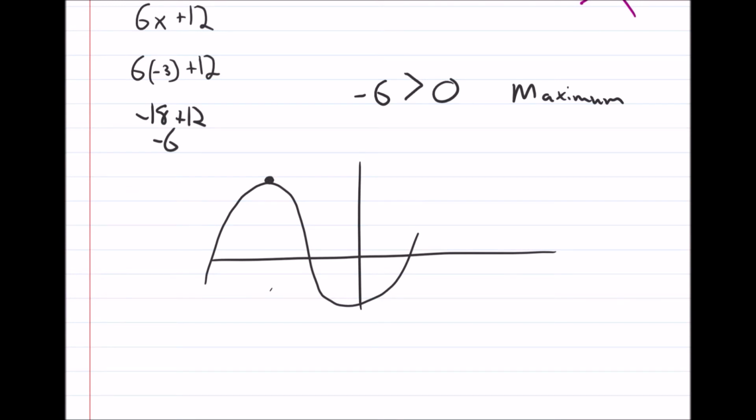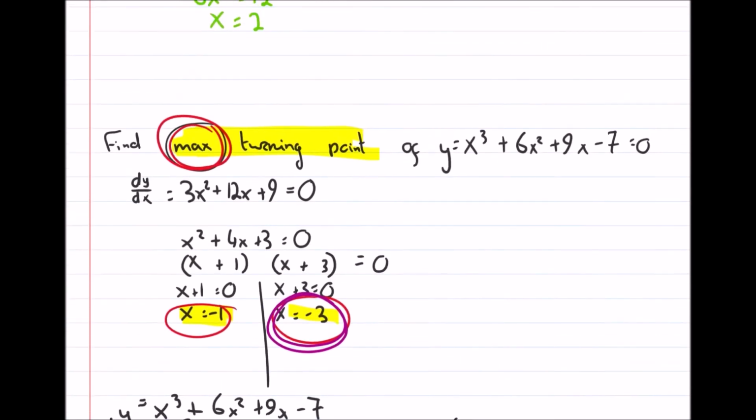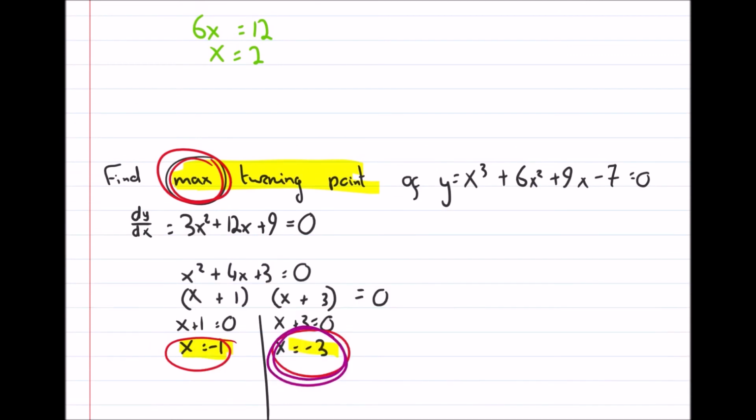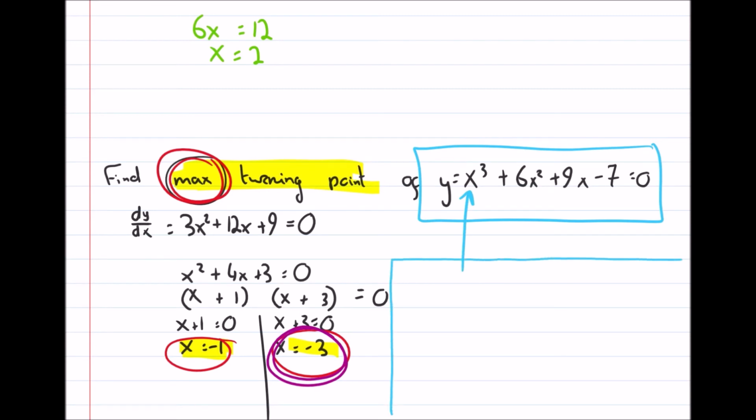We found that that was when x equals minus 3. However, that's not giving us the point. That's only giving us the x value, minus 3. How do I get the y bit? Well, what we do, we take our minus 3, we go back to the original function, we put minus 3 in for x. Okay, so let's do that here. This will give us our y value.